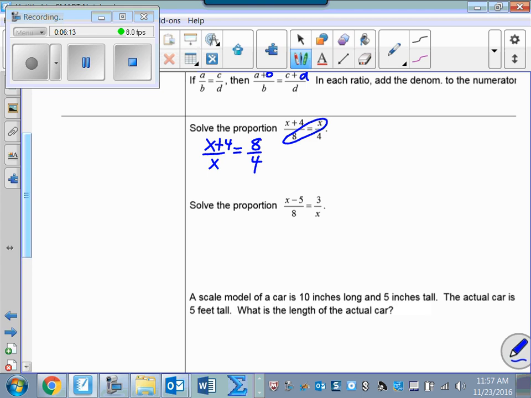How does that help me? Well, now I can simplify this side here. So I'm going to have x plus 4 over x equals 2 over 1, right? So what I'm going to get now is 2. Now I've got nothing left to do but take the cross product. So 2x equals x plus 4. And when I subtract x from both sides, I get x equals 4.